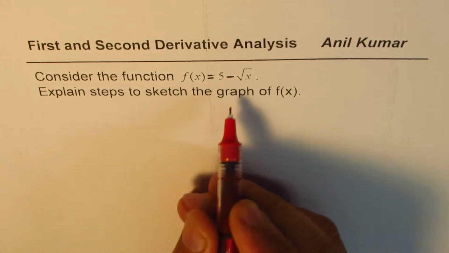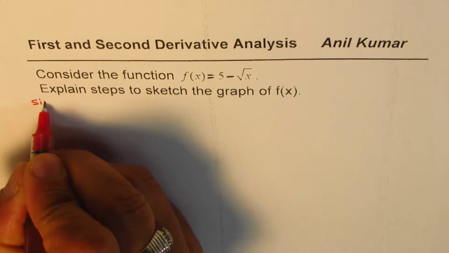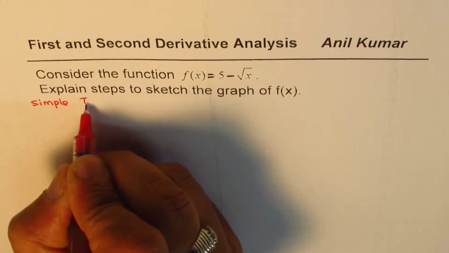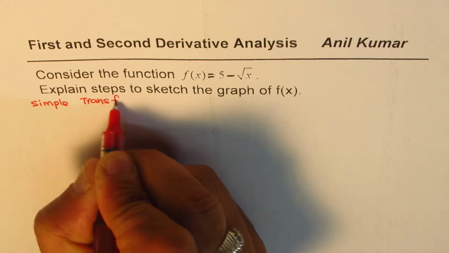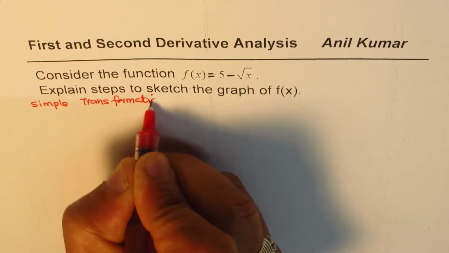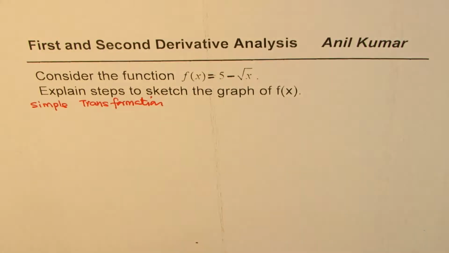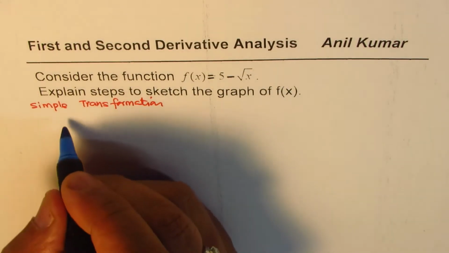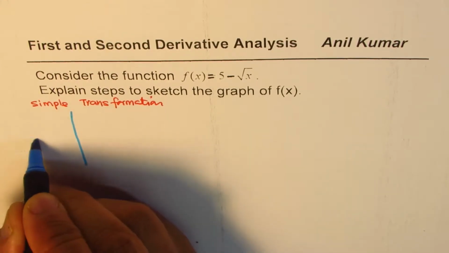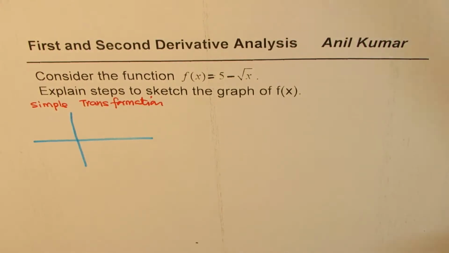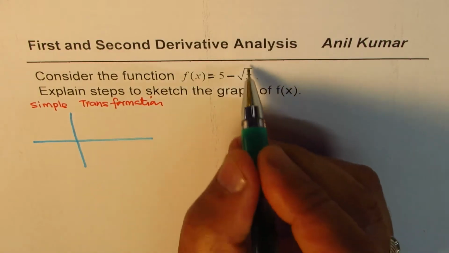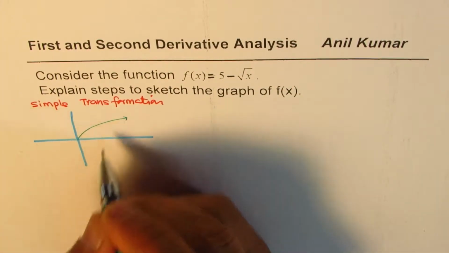First method, let me do with simple transformations. You really don't need calculus to sketch this function. We'll do it from the very basic things, which is a parent function. So we can do simple transformations here. We know that the square root x is kind of like this.